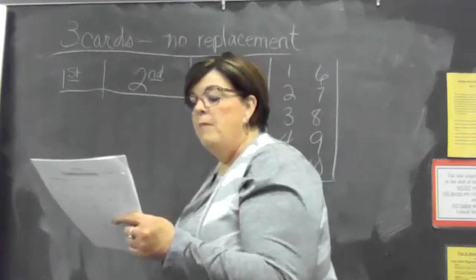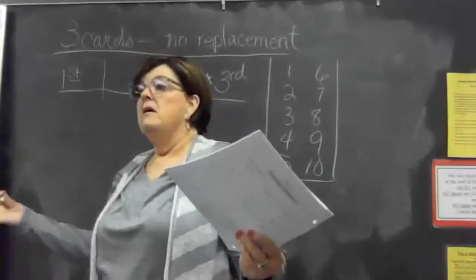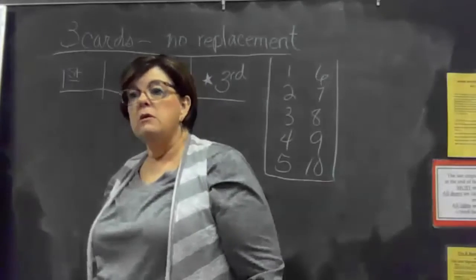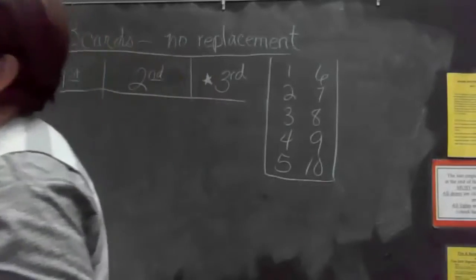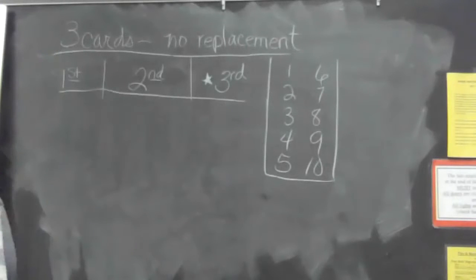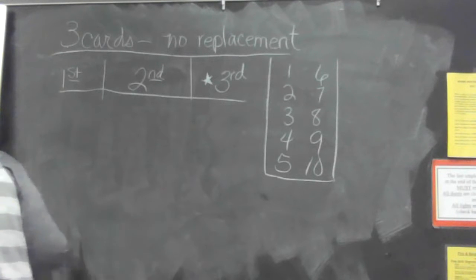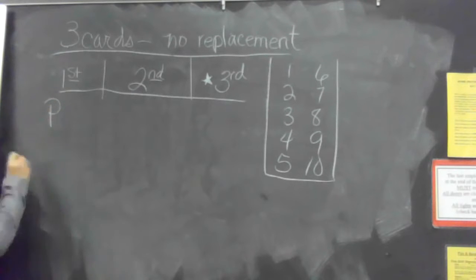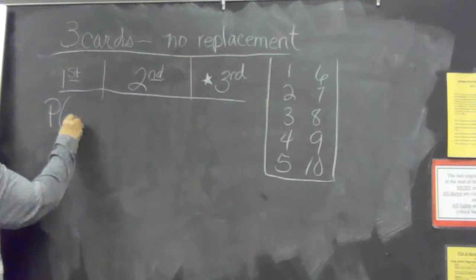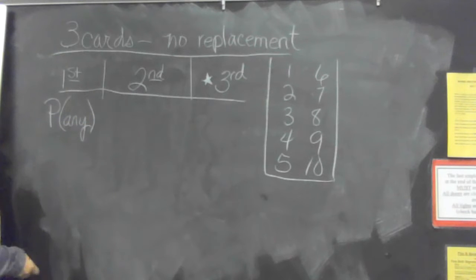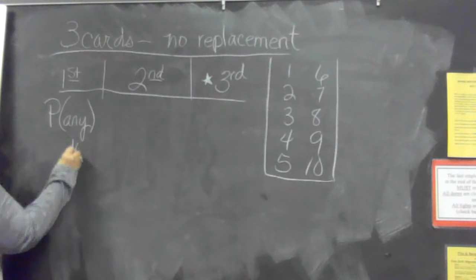Now, the problem does not say anything about the first and second draw, does it? We're just going to draw a card and not put it back. Any card, because the odd is on the last one. They don't say anything about the first one, right? So on the first one, I want a probability of picking any card because they didn't specify. So what is the probability of picking any card out of that box? How many cards are there? 10 out of 10, which is 1.